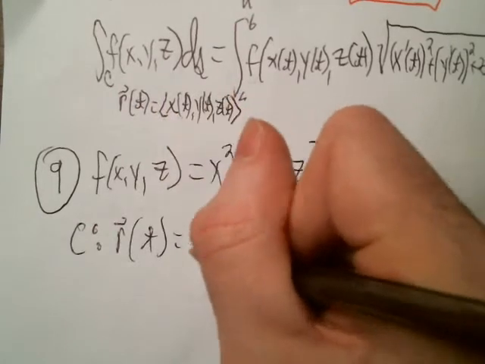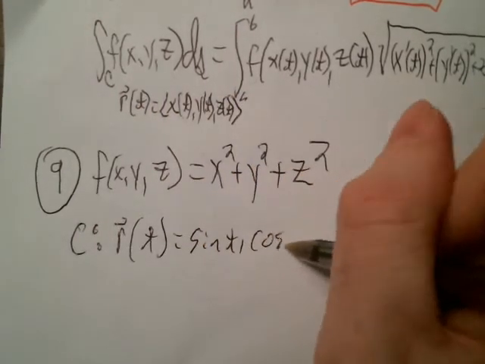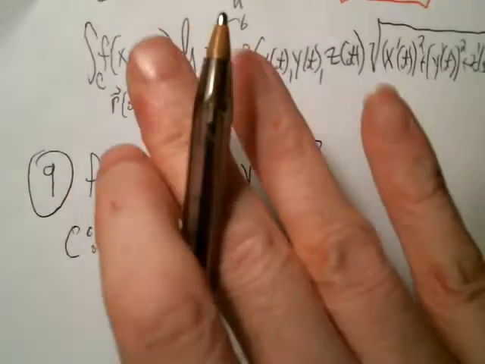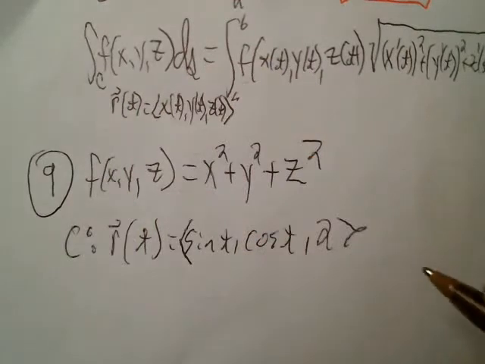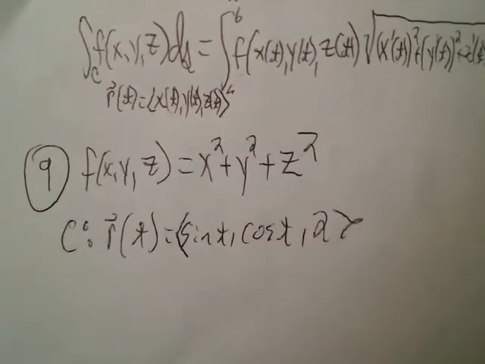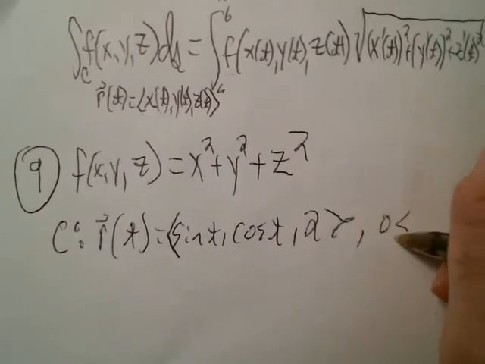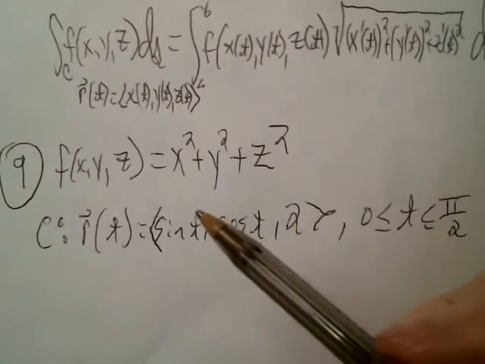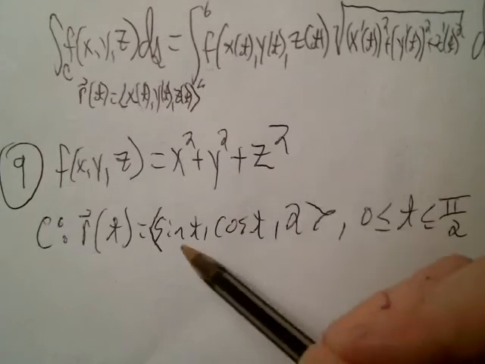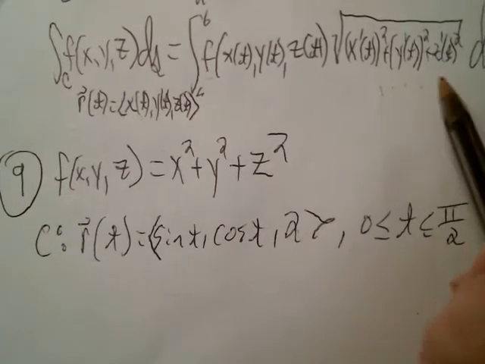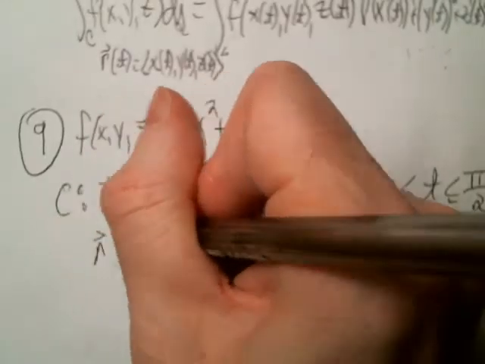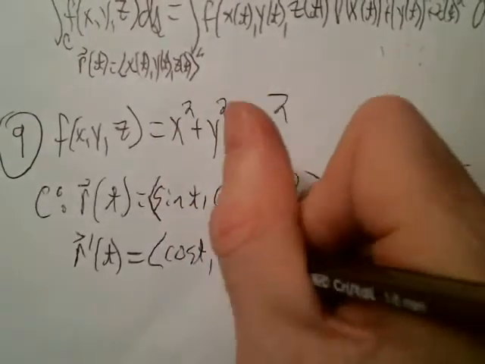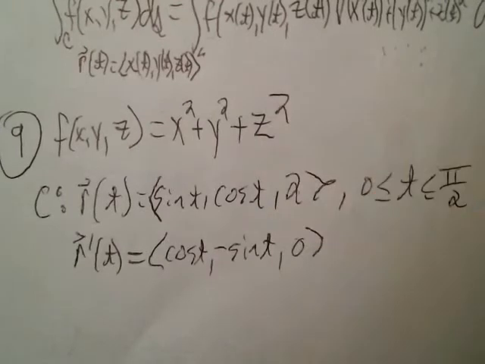r of t is sine of t, cosine t, 2. So it's a circle located at height 2, in space. The parameter is going from 0 to pi over 2. So what do we need? We need to replace the x, y's, and z's with these things, and then we're also going to need this part of it too. So I'm going to have to take the derivative of the r of t. So this would be cosine t, negative sine t, and then 0.